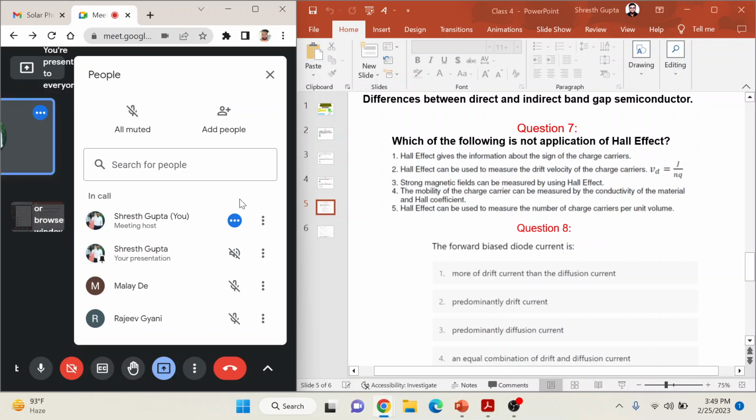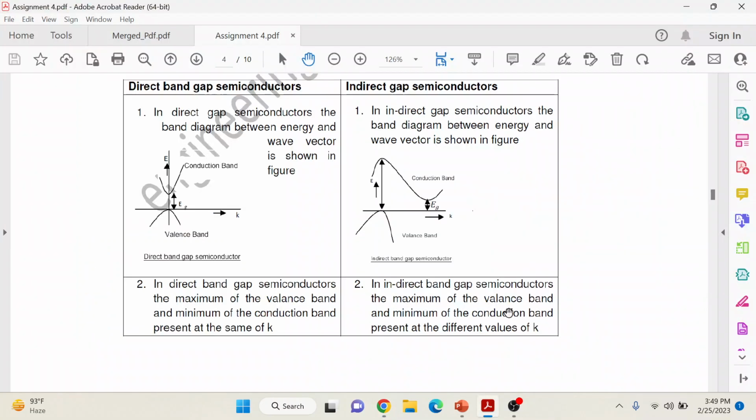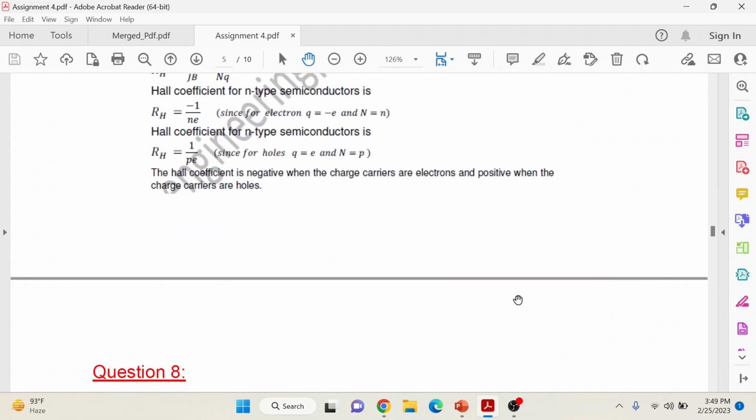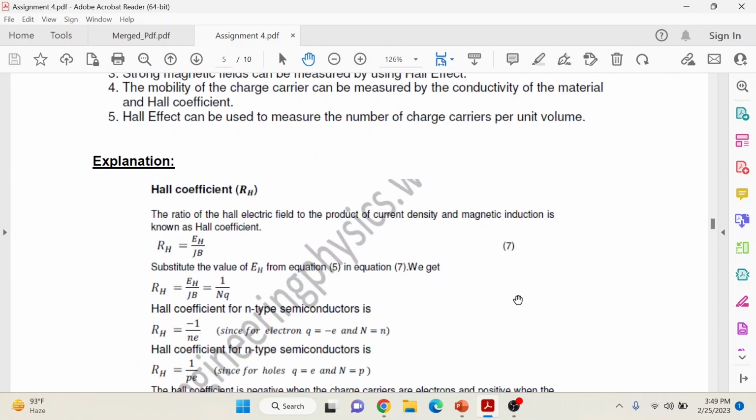Okay, so let me show you the solution. This is just a theoretical question. I think it needs discussion, so let me show you. I've taken this from there. We know the ratio of the Hall electric field to the product of current density and magnetic induction is known as Hall coefficient, which is RH equals EH over JB. Now substituting the value of EH in this equation, we get EH over JB equals 1 over Nq.